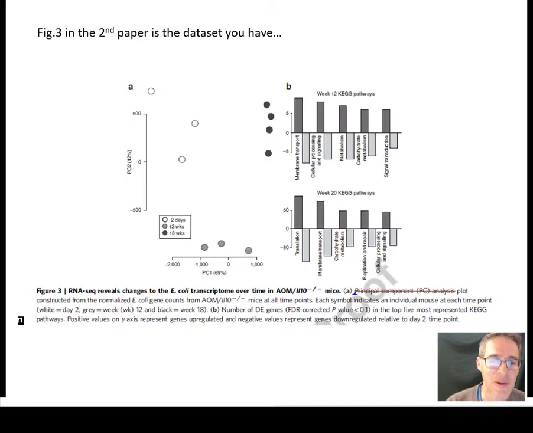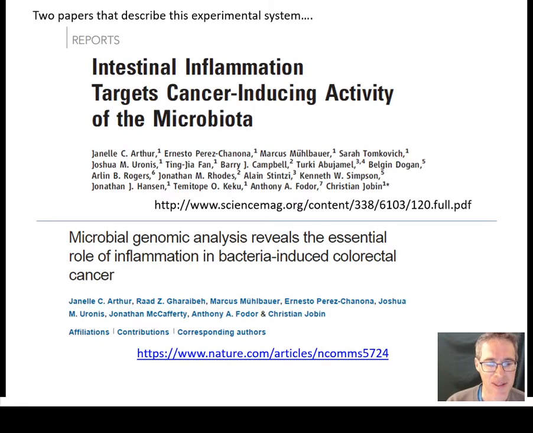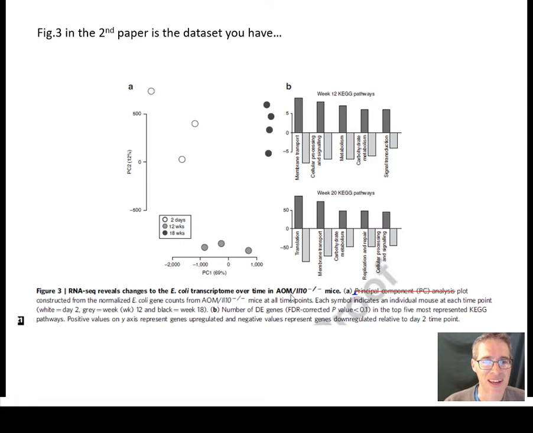So the data set that you have is described in the second paper. It's figure 3 here. This is what's called a PCoA ordination. So we're looking at now, remember there were two days, 12 weeks, and 18 weeks. And we're going to learn a lot about these PCoA ordinations later on in the semester. This is an eigenvalue decomposition.